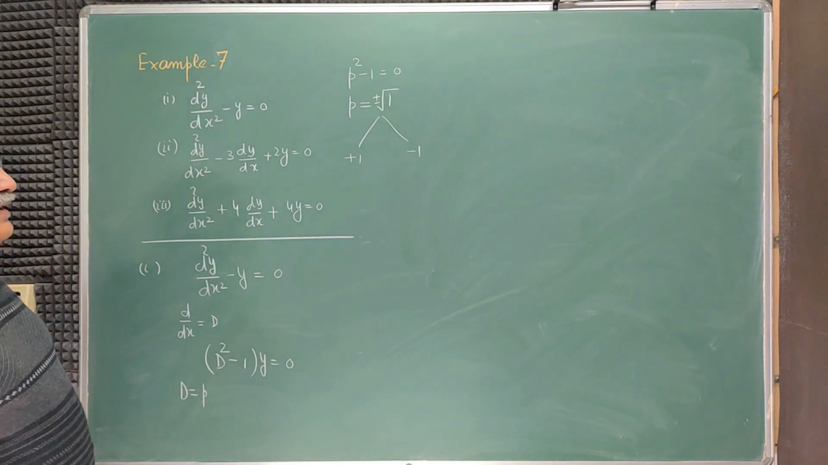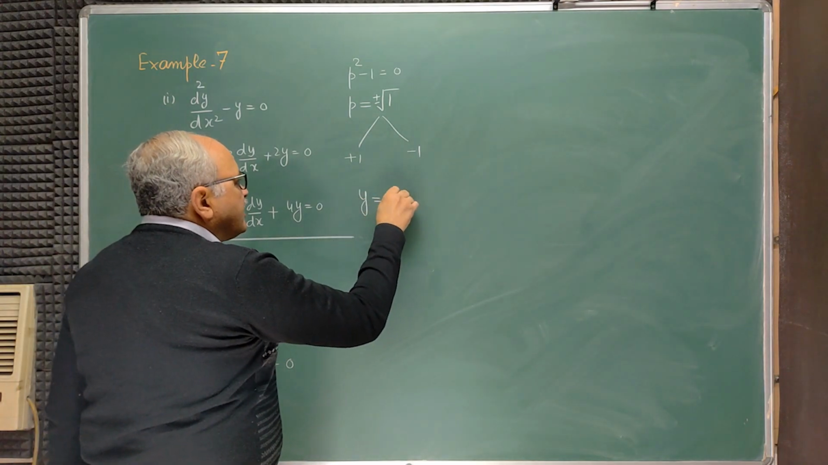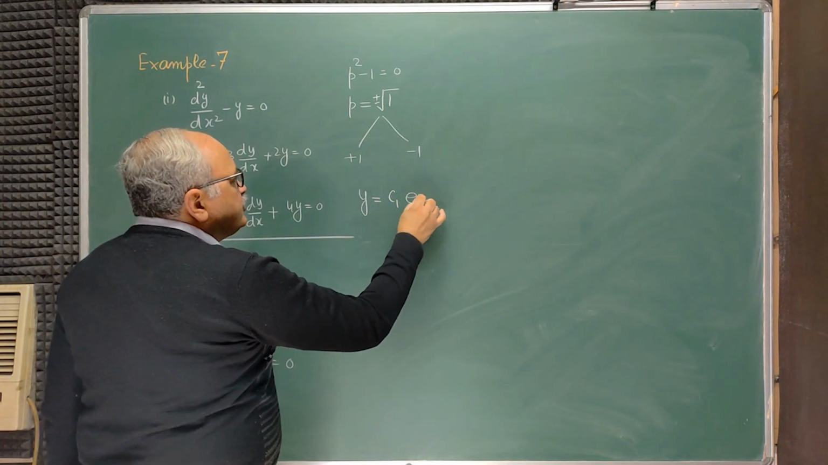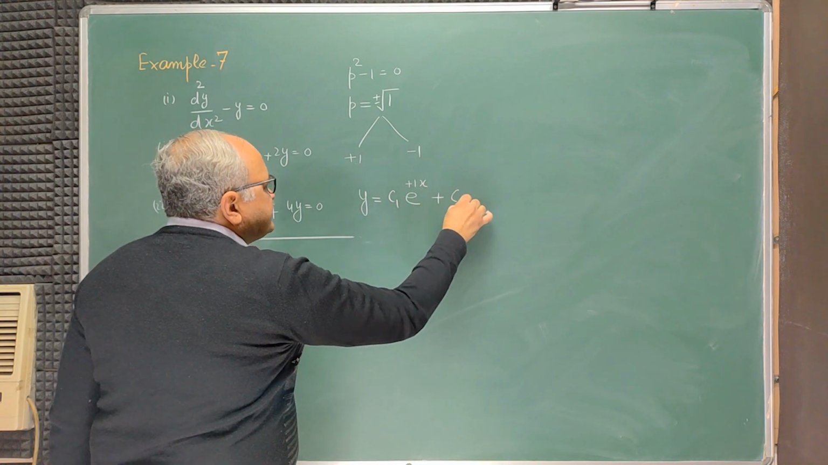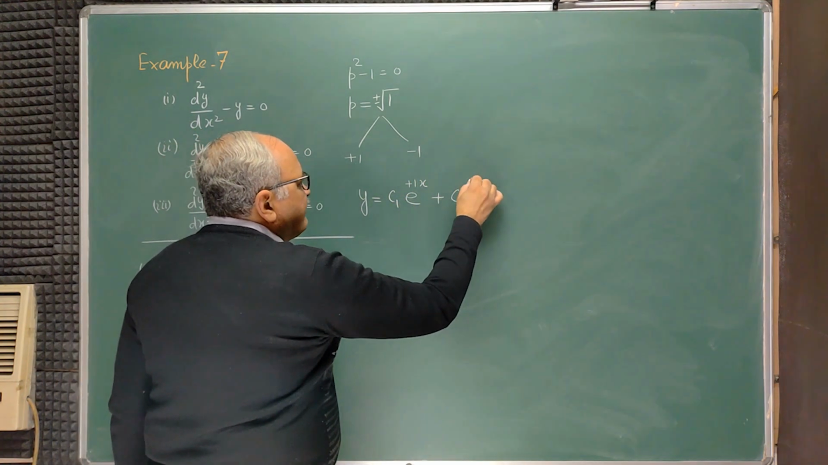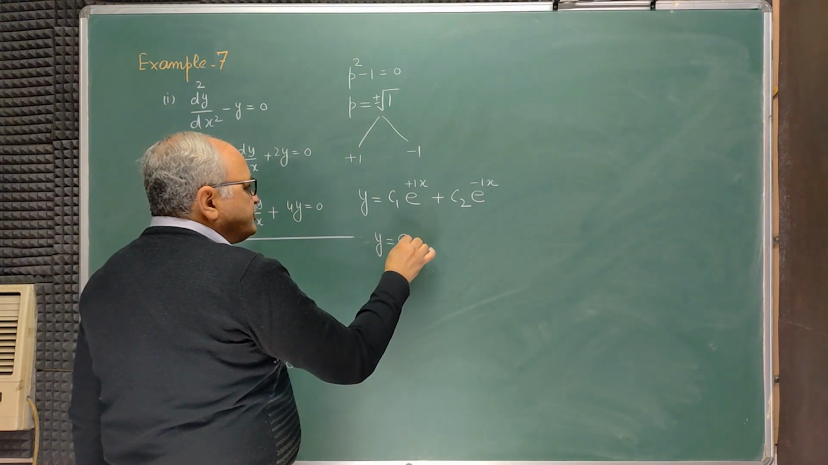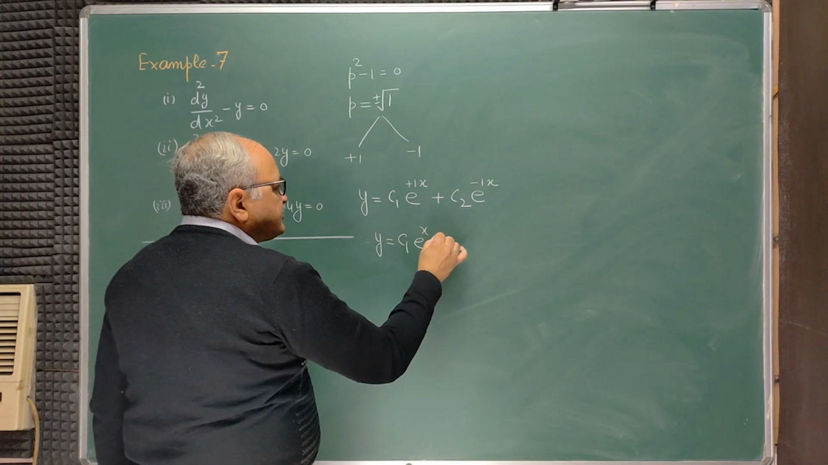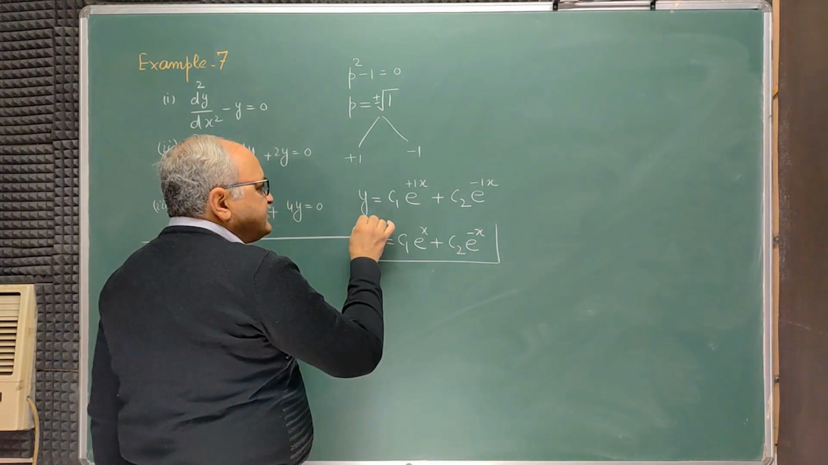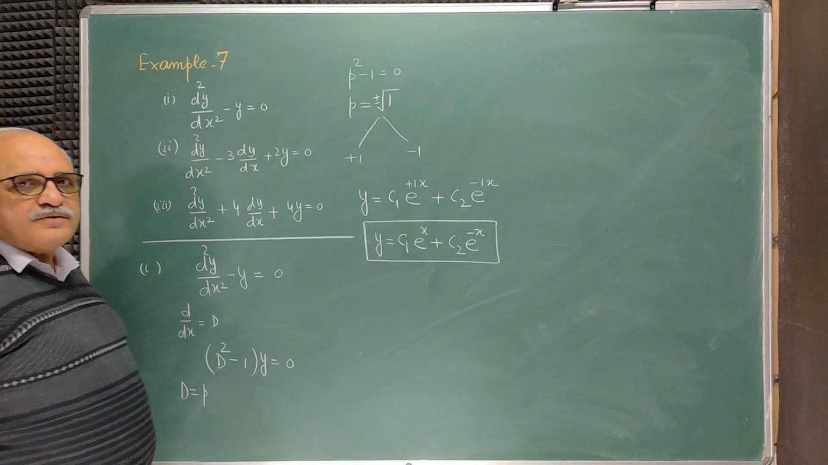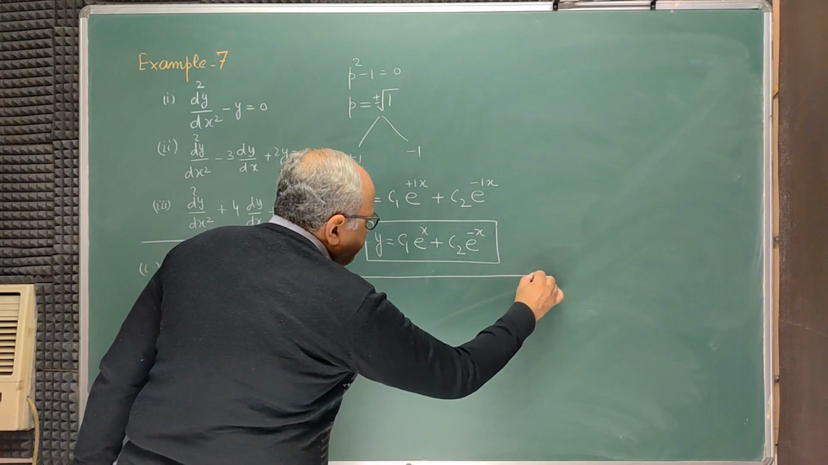So writing the final solution, y equals c1 e to the power 1x plus c2 e to the power minus 1x. That means y equals c1 e to the power x plus c2 e to the power minus x is the solution for the first equation. Now take the second equation.